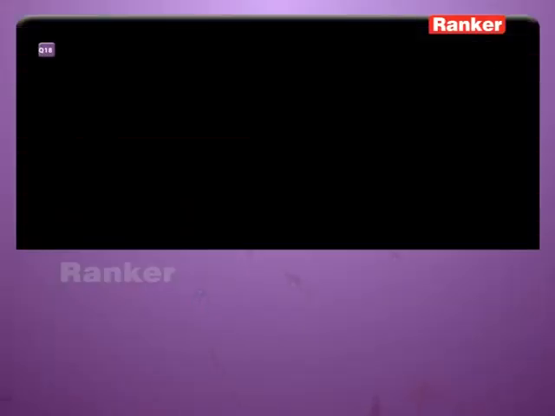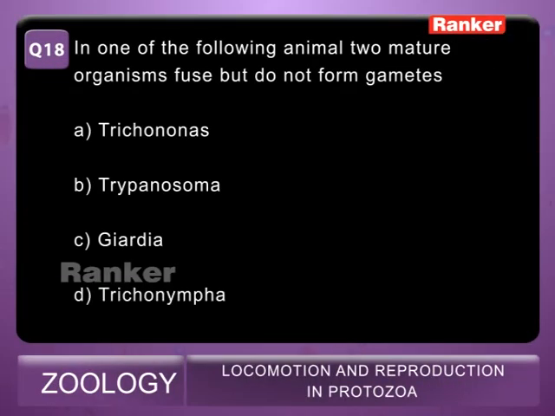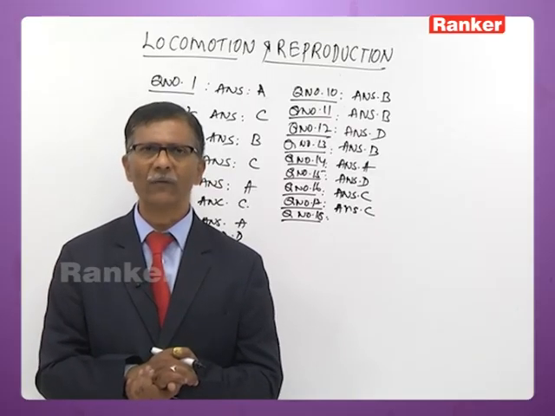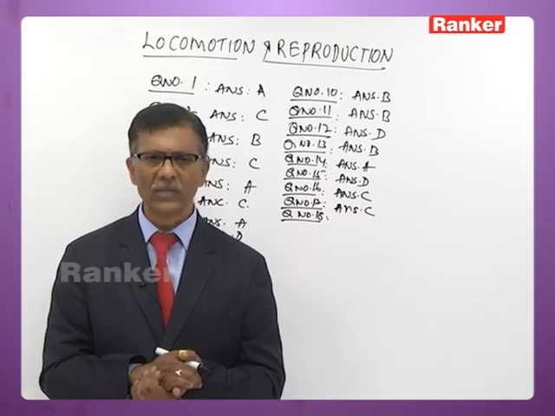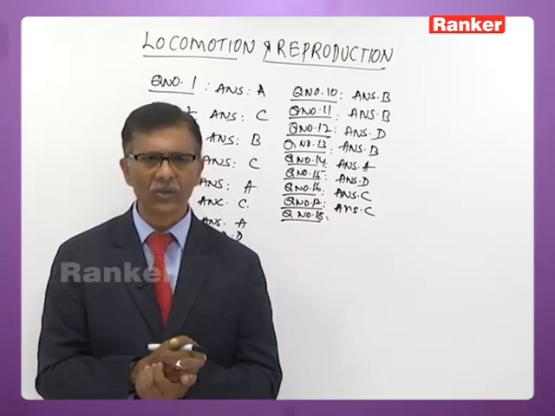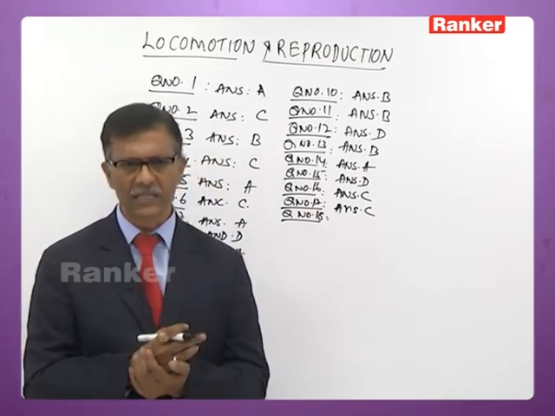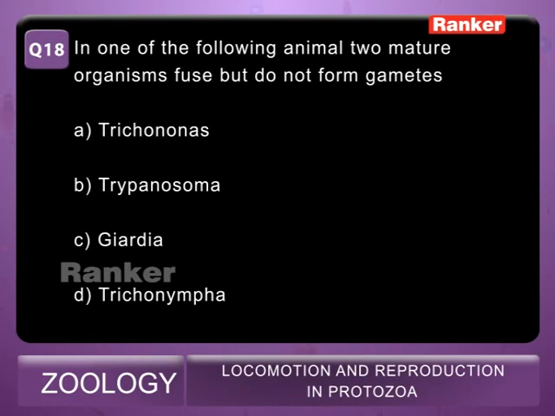Now question number 18, in one of the following animals, two mature organisms fuse but do not form gametes. Options are A. Trichomonas, B. Trypanosoma, C. Giardia, D. Trichonympha. When the two organisms come together, okay, they do not fuse, it is called cytogamy. So cytogamy among these options is noticed in Trichonympha. So among these options, the correct answer is D. Trichonympha. So for question number 18, the correct answer is D.